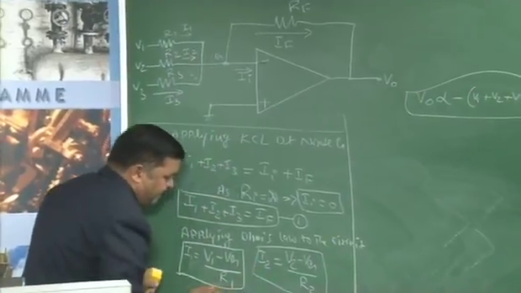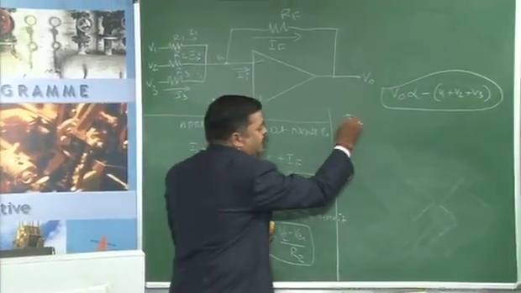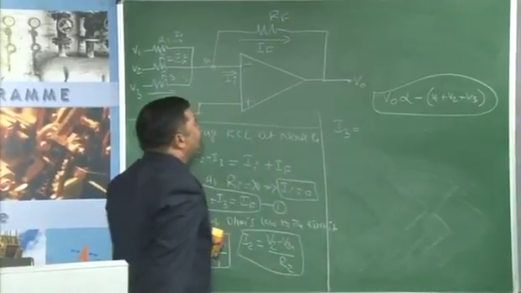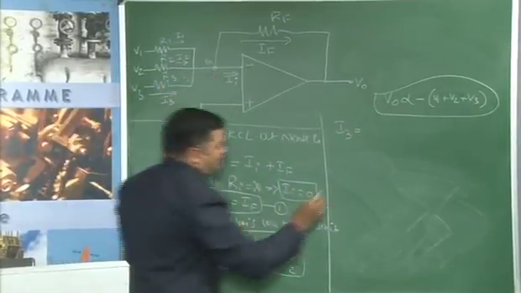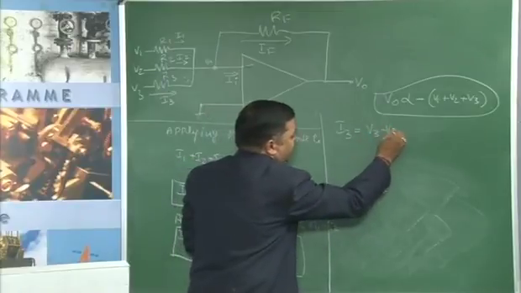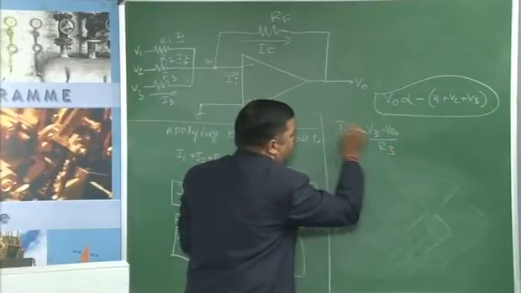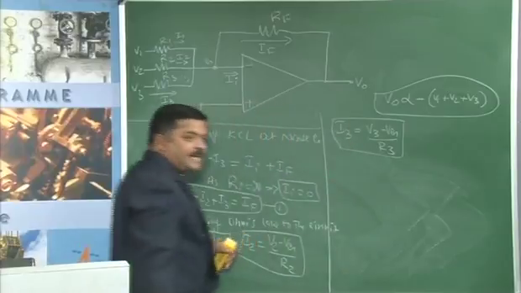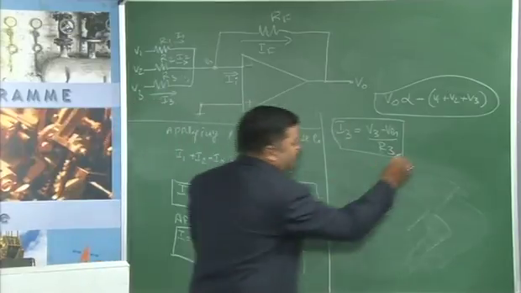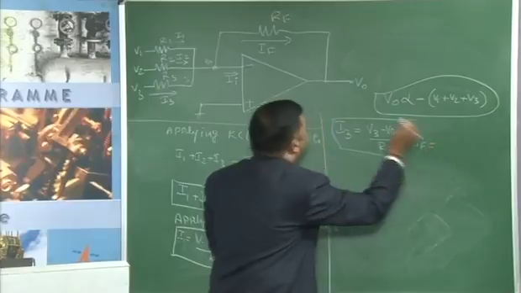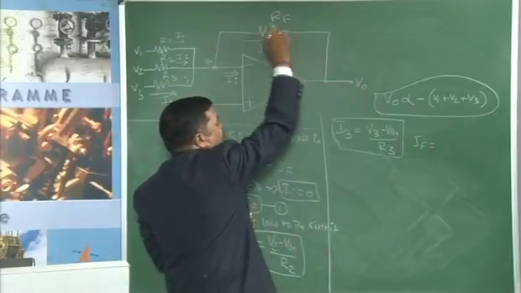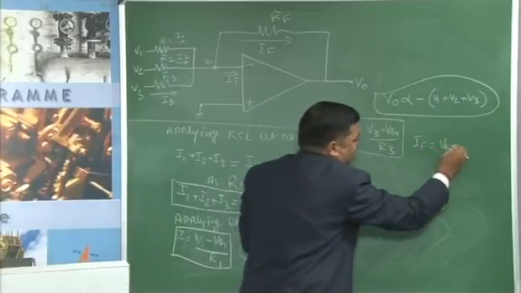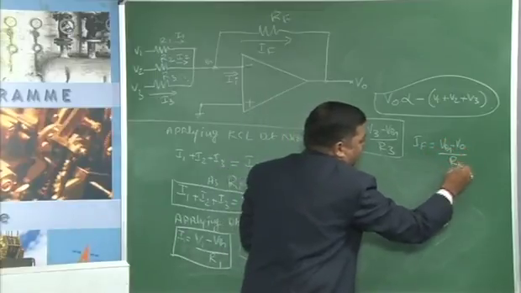Similarly, what is I3? I3 is given by V3 minus Vg by R3. So, what is If? We need to find If also. If is given by Vg minus V0 divided by Rf.